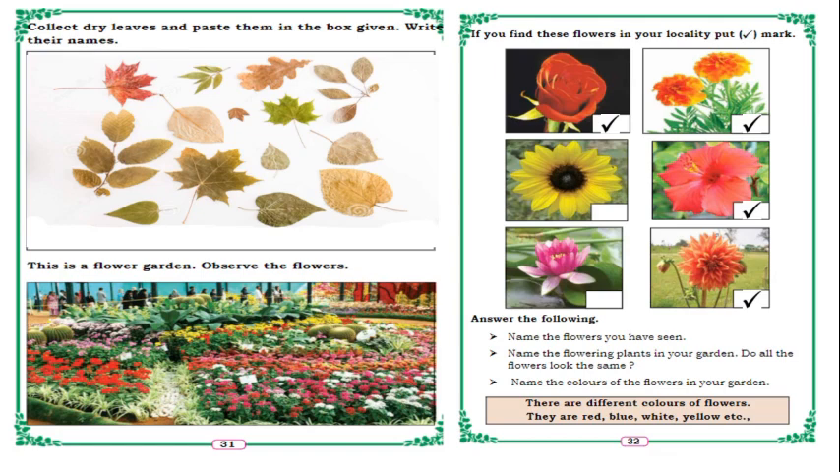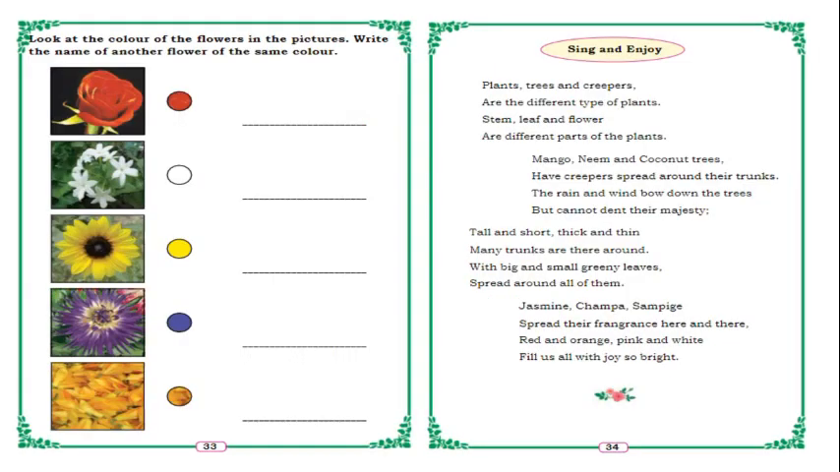Next, this one is a lotus, no? This is a water plant, isn't it? Nearby our house we cannot see it. In a water pond and such places we can see it, right? Name the flowers you have seen. Name the flowering plants in your garden. Do all the flowers look the same? If you have a garden in your house, children, you can observe, do all flowers look the same? Isn't it, children? No. We can see many different types of flowers with different colors. Name the colors of the flowers in your garden.